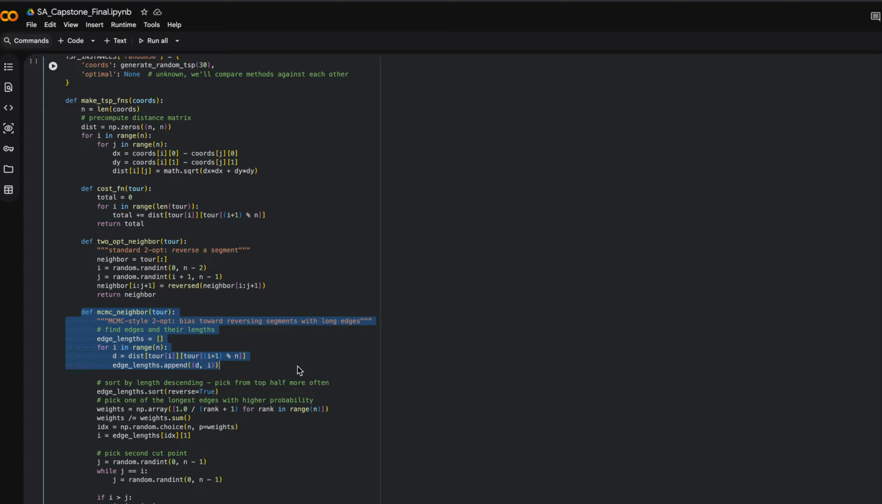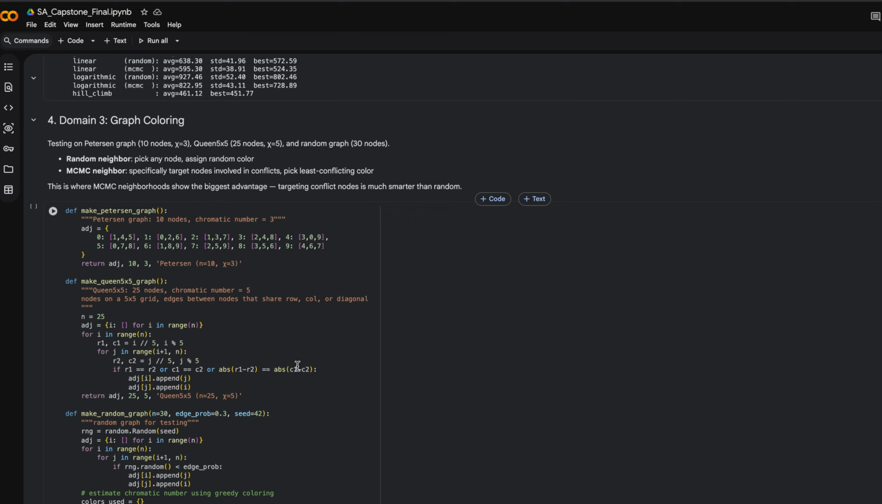So MCMC computes every edge length, ranks them, and picks cut points with probability inversely proportional to rank. The longest edges get targeted most instead of wasting moves on short edges that are already fine. It focuses on the worst connections. So let's go to the TSP output really quick.